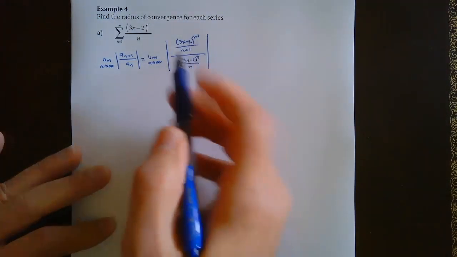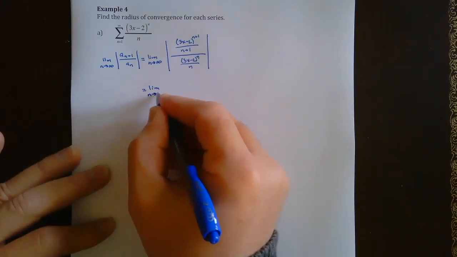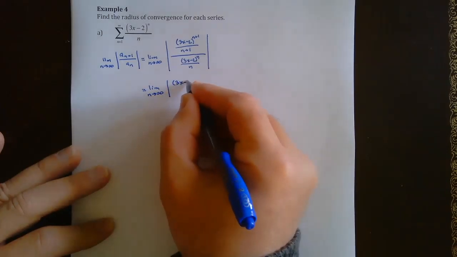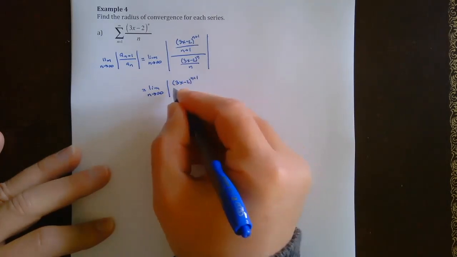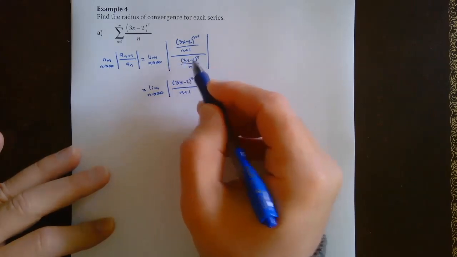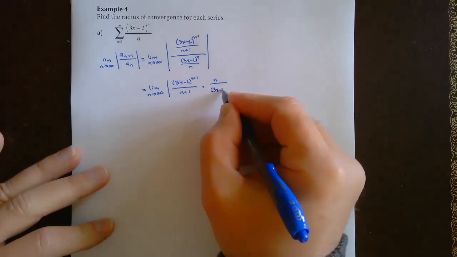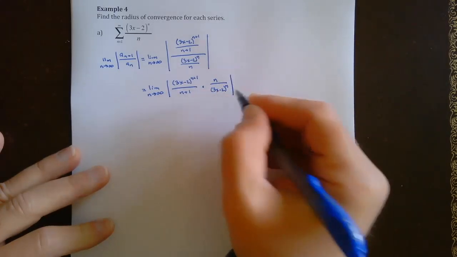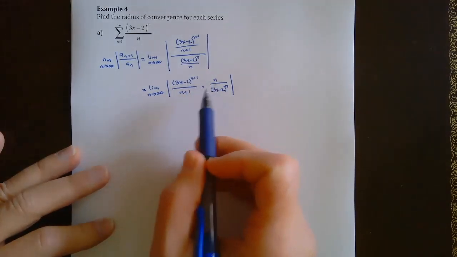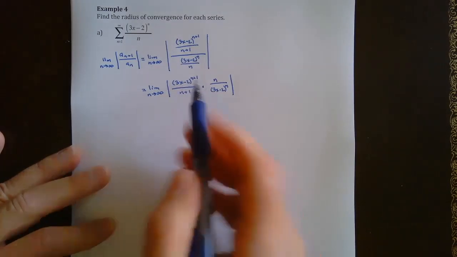We can rewrite this as the limit as n goes to infinity of the absolute value of 3x minus 2 to the n plus 1 power over n plus 1, and then we multiply by the reciprocal of this, so it's n over 3x minus 2 to the n power. We're going to rearrange numerators and denominators to get, I don't want to say like terms, but I want to put this one in the numerator and this one in the denominator.